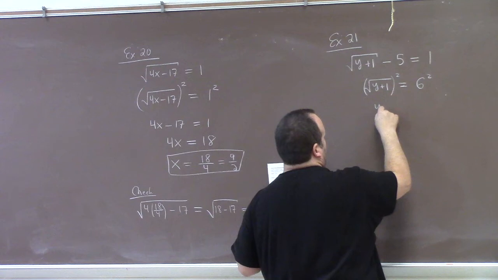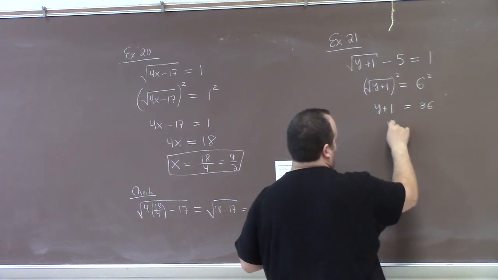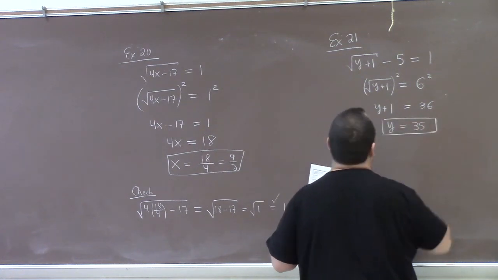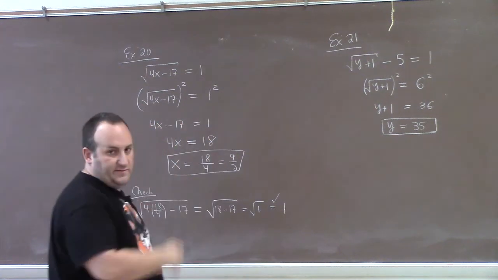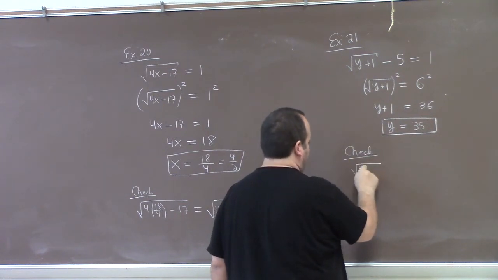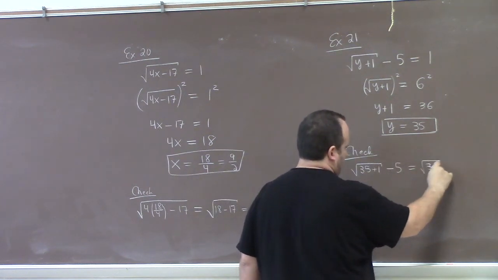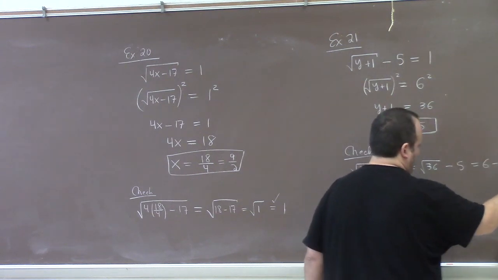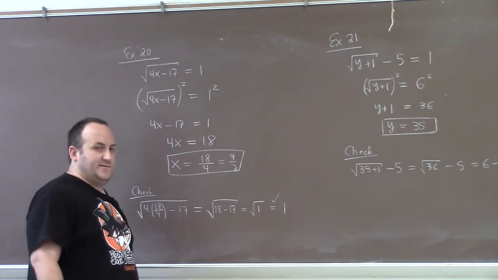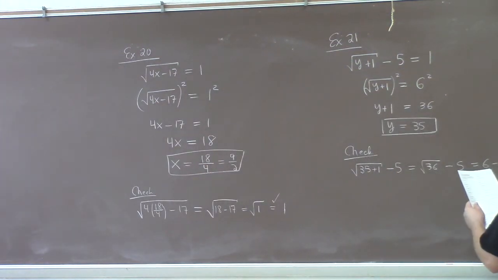And that gives us y plus 1 equal to 36. So apparently y is equal to 35. Now we got to check our answer, right? Square root of 35 plus 1 minus 5 equals the square root of 36 minus 5 equals 6 minus 5 equals 1. So this whole checking the answer thing is rather non-eventful at the moment, isn't it? All right, so exercise 22.